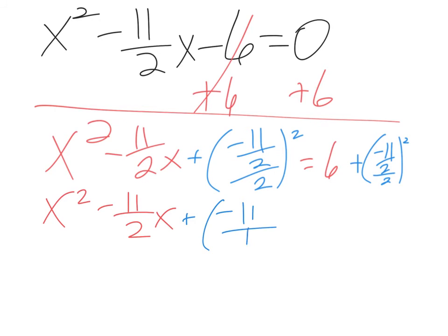So that's all you got to write down. That's before you square it, of course, but that's basically what that number is. And so then I'll just write equals 6 plus 11 over 4 squared to the other side as well. Sorry, negative 11 over 4.